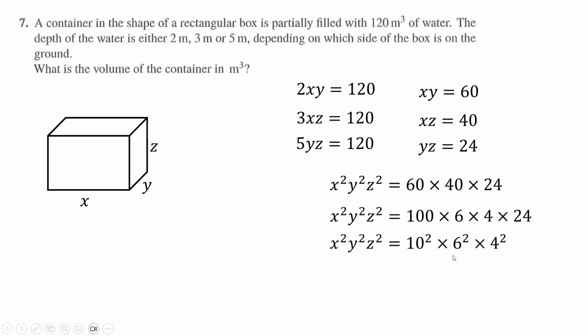is very easy to escape the square root of because, of course, the volume of this container is just xyz, which is just the square root of this. So the square root of this is just 10 times 6 times 4, which is obviously 240 because 24 times 10. And we'll have our answer.